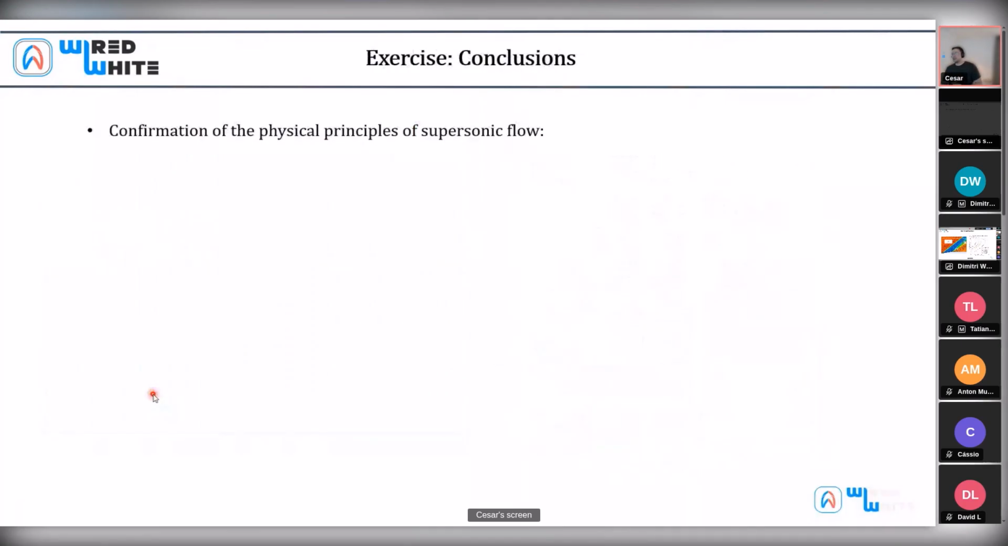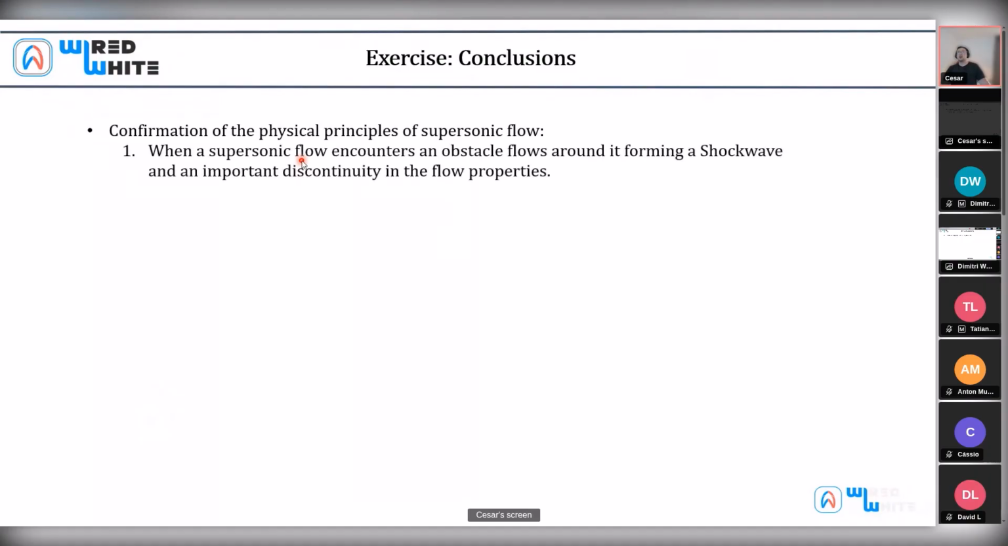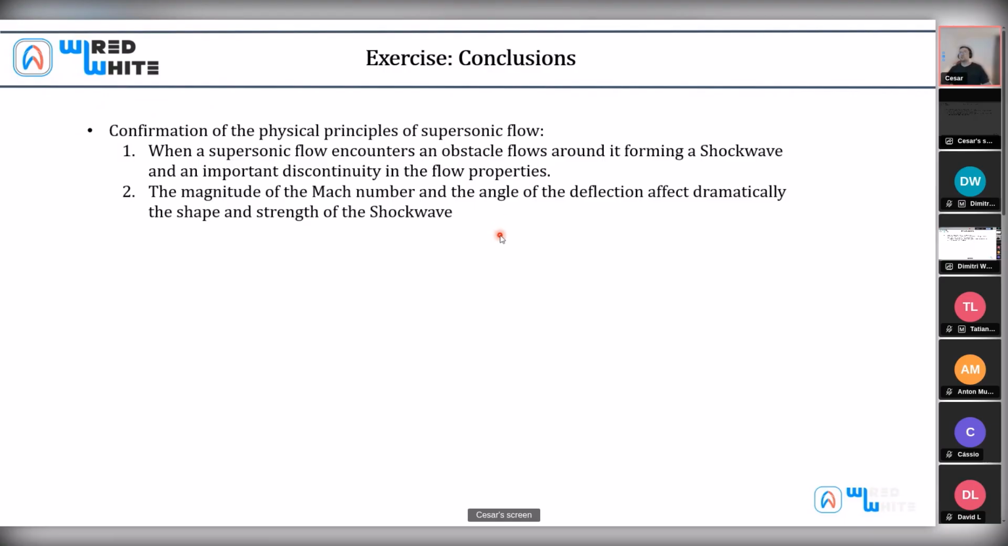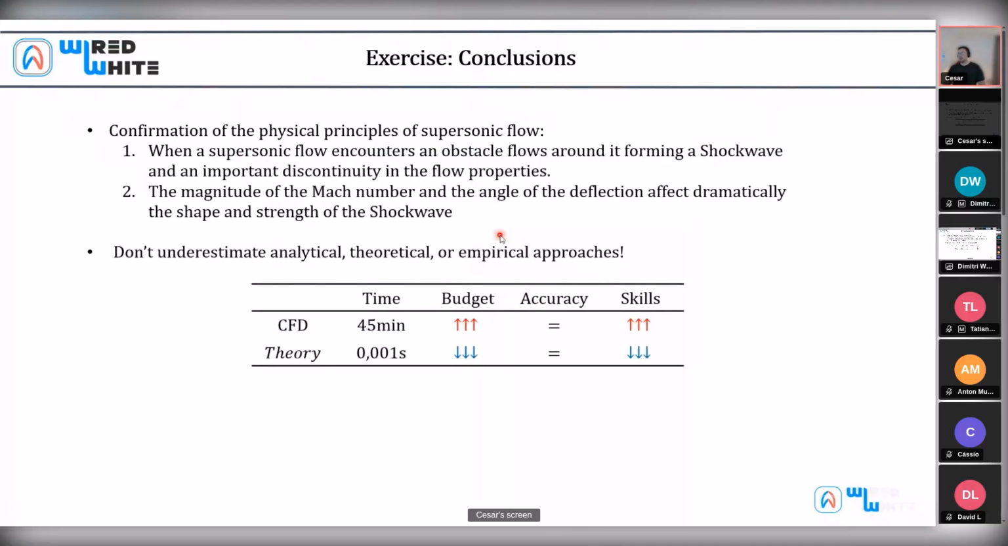So the conclusions of this exercise are that we have confirmed the physics of these supersonic flows. When a supersonic flow encounters an obstacle, it forms a shockwave around it, and important discontinuities in the flow properties. Then the magnitude of the Mach number and the deflection angle governs the shape and strength of the shockwave. And also, we should never underestimate analytical, theoretical, or empirical approaches, right? Because they can save us a lot of time and a lot of money.